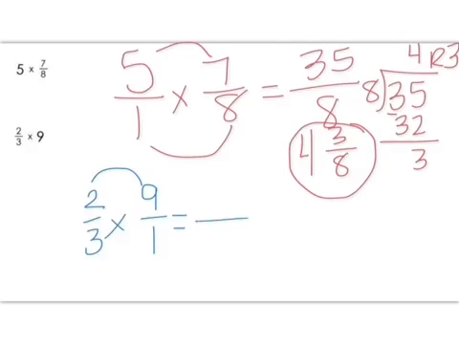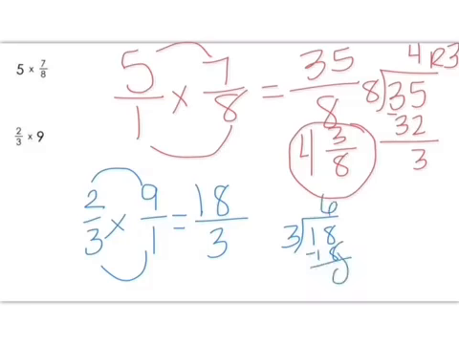2 times 9 equals 18. 3 times 1 equals 3. Now I have an improper fraction, so I'm going to do 18 divided by 3. You are right, that is 6. Minus 18 is nothing, so I have no remainder. My answer is just 6.